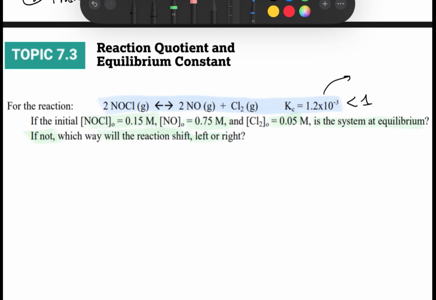We don't say left to right, we say to products or to reactants. Please don't use these two words in your AP exams. It's not allowed. Okay, since the value of Kc is given to me, and the question is talking about initial values, we can calculate the Qc from the initial values.